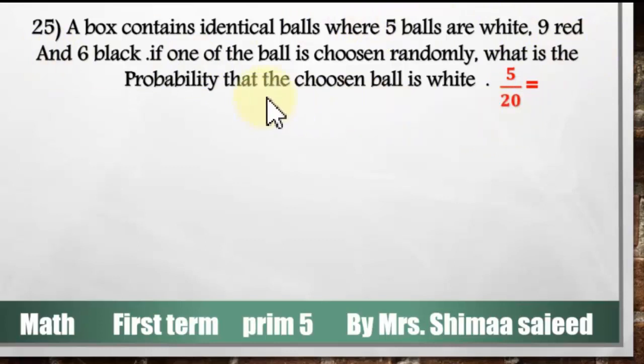So the probability that the chosen pole is white equals 5 over 20, the number of white poles over the number of all poles. 5 over 20 in the simplest form equals 1 over 4.